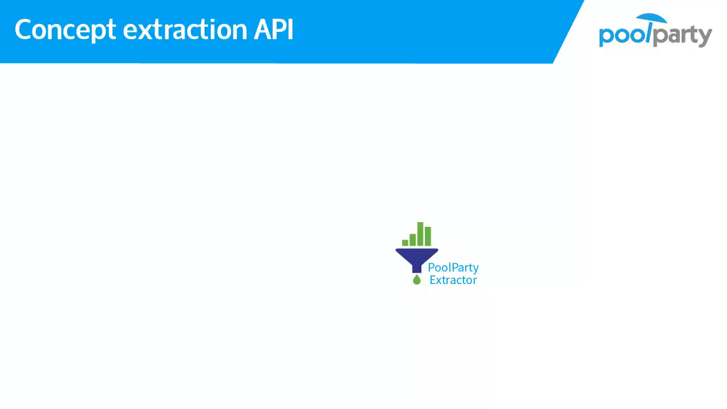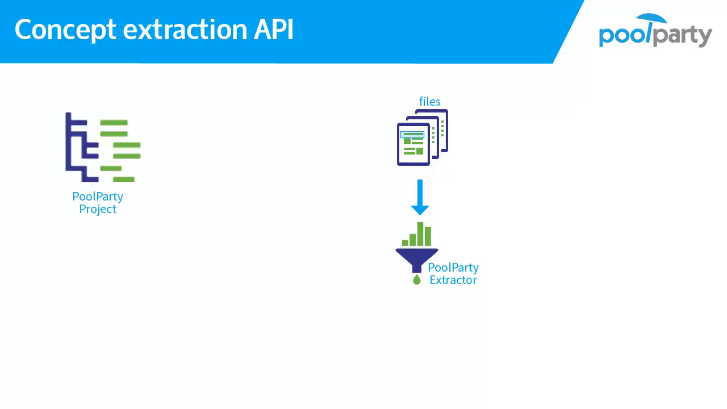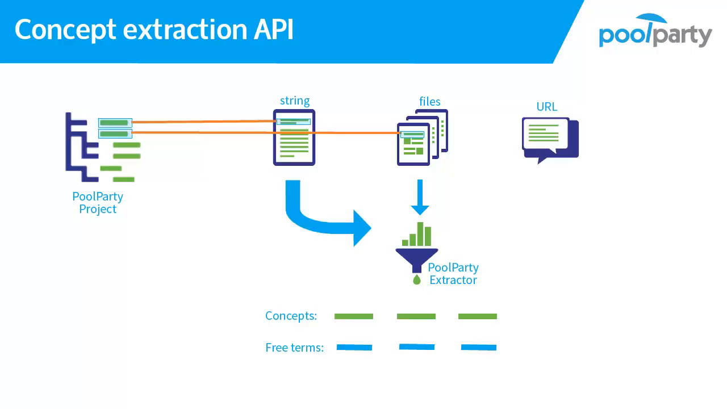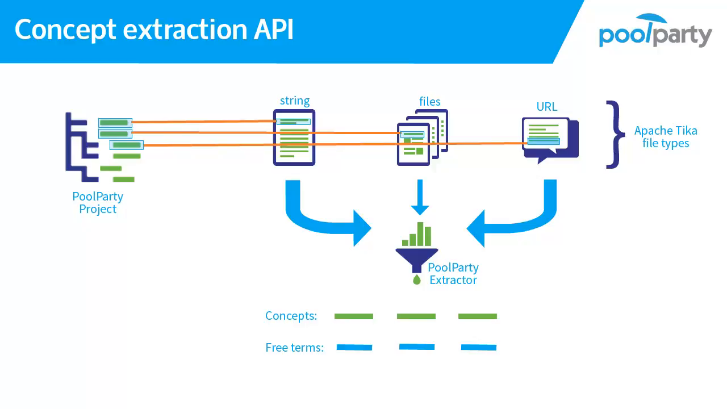The Concept Extraction Service can ingest text from different resources and return a defined number of concepts from a thesaurus which are identified in the text. In addition, the service also returns a defined number of terms relevant for the text. The text resources can be presented as a string, a file, or a URL to the Concept Extraction Service. The types of files which can be used are the same as the ones defined in the Apache Tika toolkit and include HTML, XML, Microsoft Office documents, PDFs, and much more.